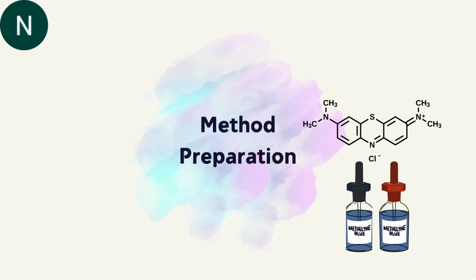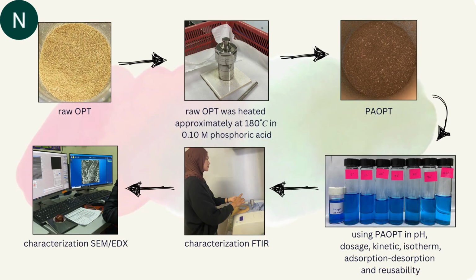So next, we move to the method preparation. First, we will start with the raw OPT. The raw OPT was dried and ground into small particles, and it was heated approximately at 180 degrees Celsius for 1 hour with 0.1 molar phosphoric acid. And we will produce the hydrochar or PaOPT. The hydrochar will be used in every parameter, which is pH, dosage, kinetic, isotherm, adsorption, desorption, and reusability. The hydrochar will be characterized under FTIR for its functional group and also under SEM and EDX for its element and structure characteristic.